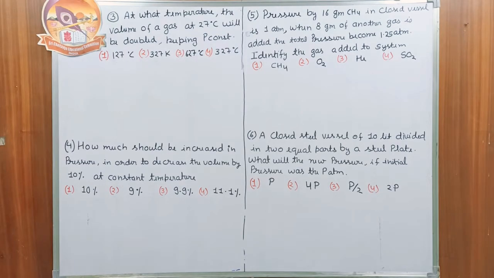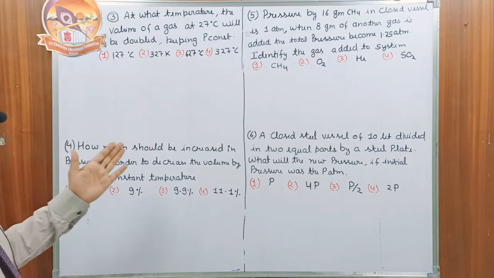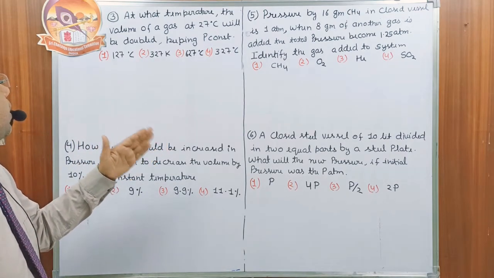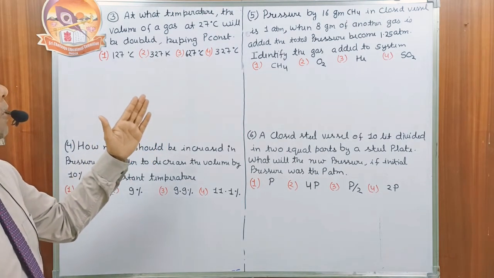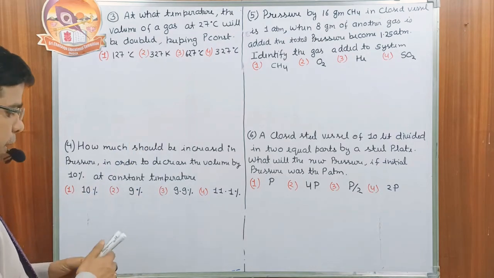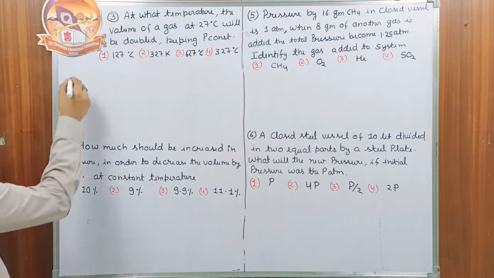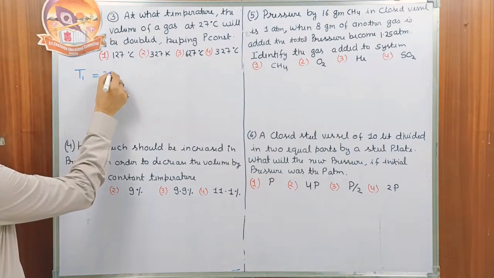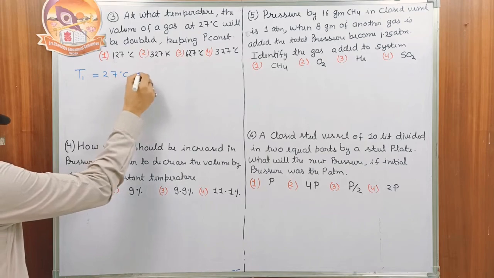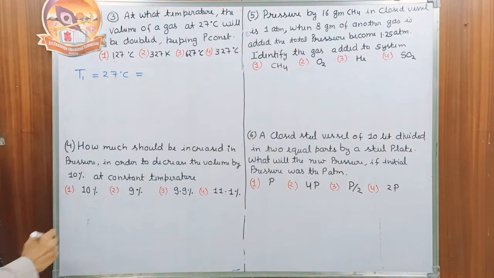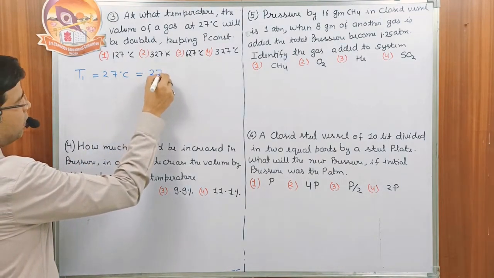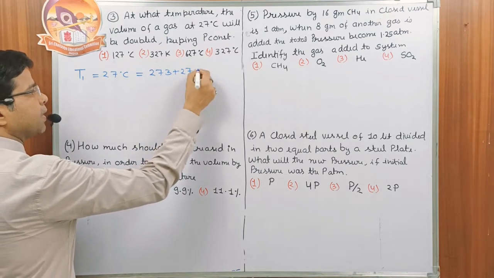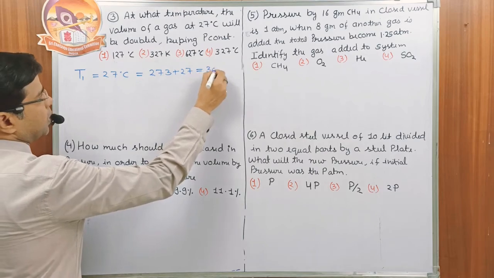Now in question number 3, at what temperature will the volume of a gas at 27 degrees centigrade be doubled, keeping P constant? Okay, what is given in this question? Initially the temperature is given to us, 27 degrees centigrade. We convert this temperature into Kelvin. So 273 plus 27 degrees centigrade becomes 300 Kelvin.